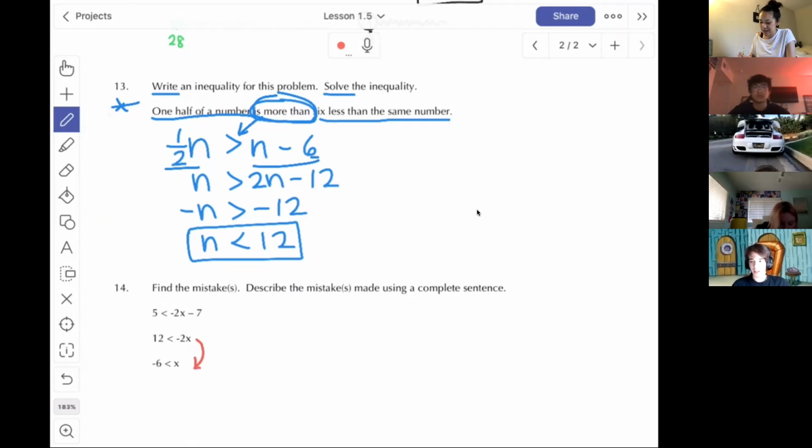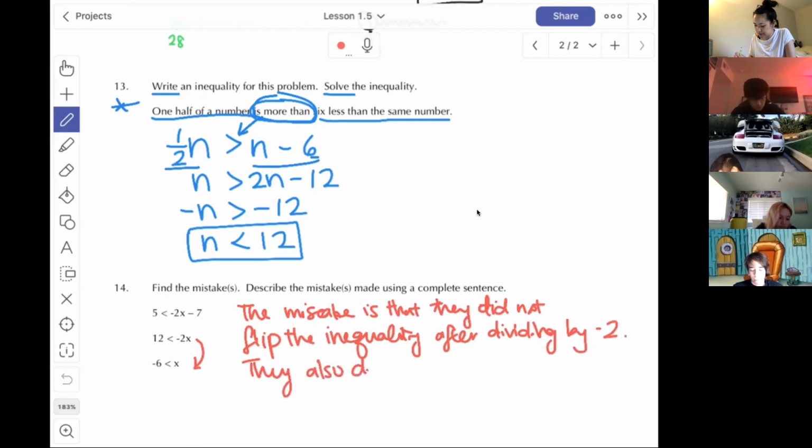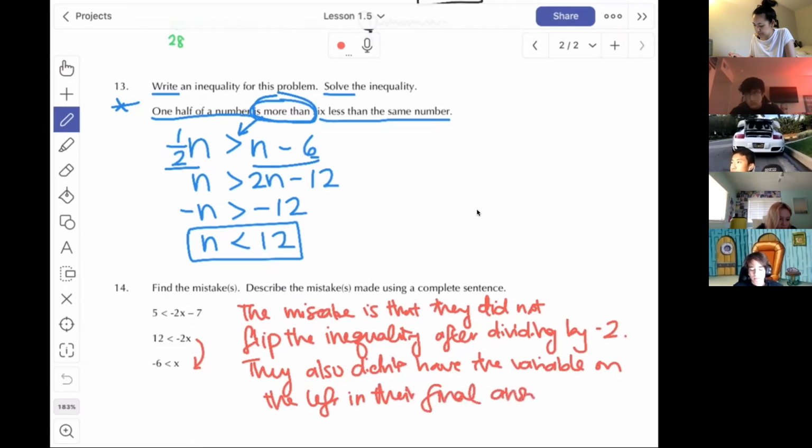Okay, so the mistake is that they did not flip the inequality after dividing by -2, they also didn't have the variable on the left in their final answer. All right, so those are 2 mistakes actually. Okay, good job, guys. That is it for lesson 1.5. Any questions?